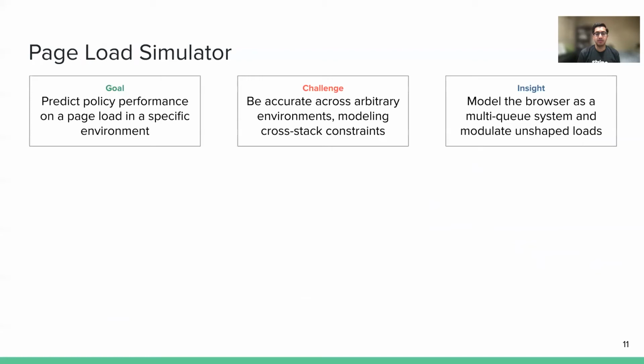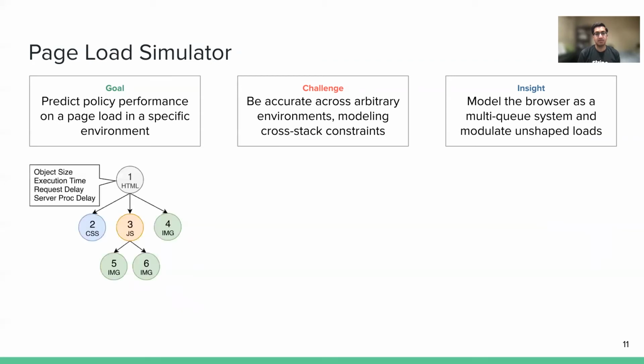Now that we've narrowed down the pages to train on, the second challenge is that it would take too long to actually load pages to evaluate each policy during training. To solve this, we'd instead like to predict policy performance as accurately as possible while being much faster than the full page load. We want this to be faithful across arbitrary environments and realistically model cross-stack constraints.